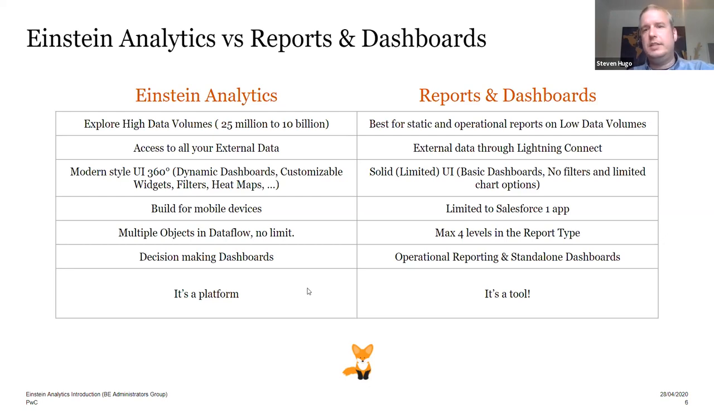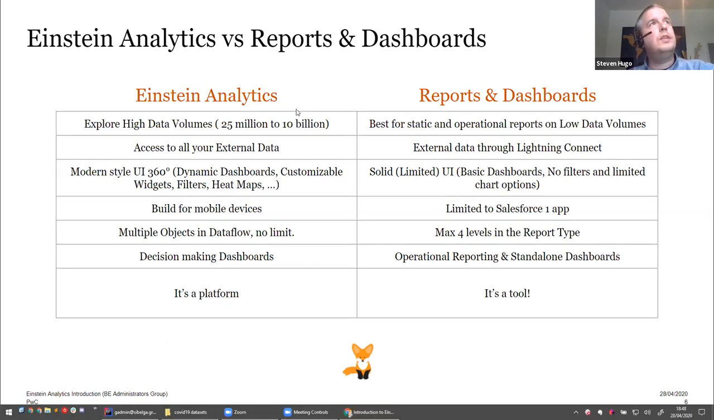The next part is that in reports and dashboards, we can show external data. So if we use Lightning Connect, you can show external data. You can link it through SharePoint, and you can pull all that data into Salesforce, and then you can report on it. The downside of this is that it will require Lightning Connect connectors, and you are dependent on the speed of the SharePoint.